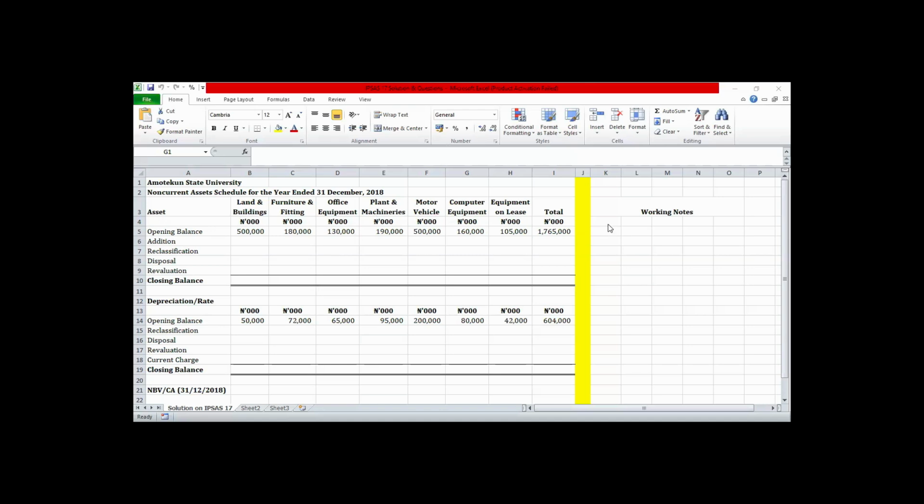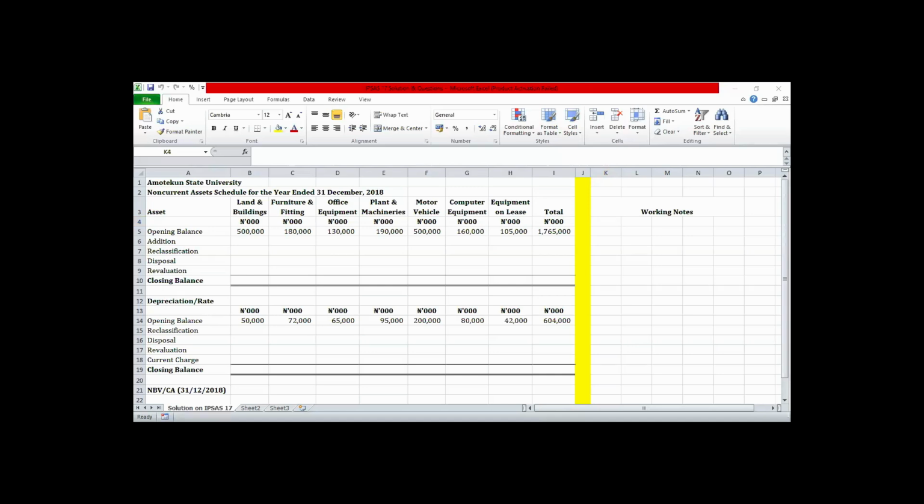Yes, now, sir, let's look at it. The first working note. What will be our first working note? Let's read the additional information given to us in the question. If we can still recollect the question, we said in the year 2000, Amotekun State of Nigeria established two universities, namely Amotekun State University and Amotekun State University of Education, to cater for the indigenes of the state. The following information relates to each of the universities.